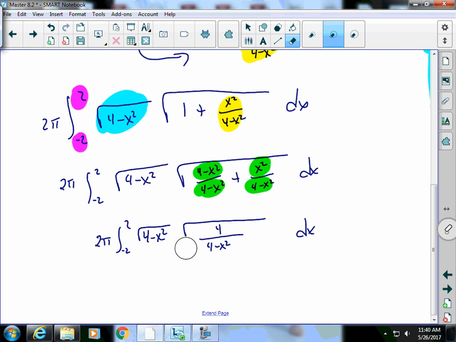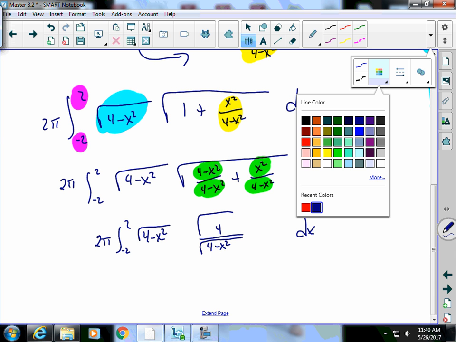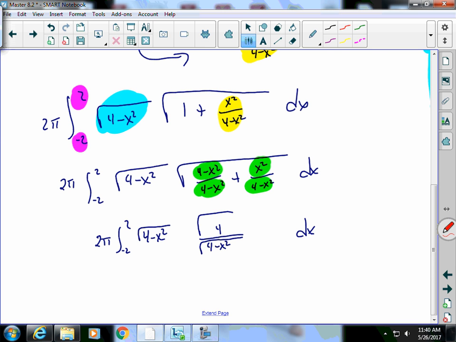But what I'm going to do now is I'm going to break this apart. I'm going to write it as 2 square roots. I do that so that I can see clearly what I'm going to cancel out. If I'm multiplying this together, this would cancel with that. And that gives me 2 pi from negative 2 to 2. Square root of 4, that's just 2, dx. I could rewrite that as 4 pi from negative 2 to 2 dx.